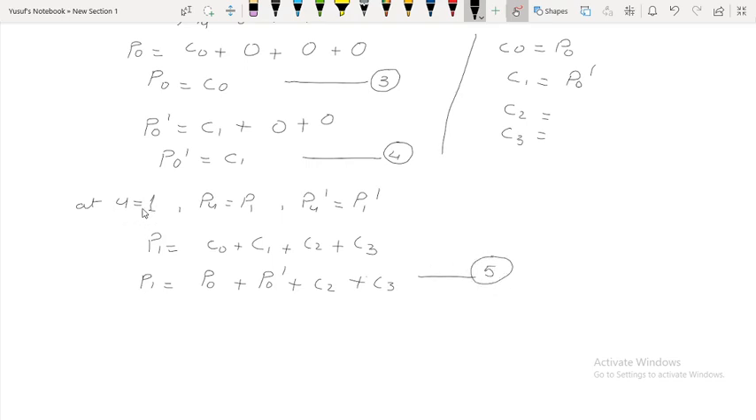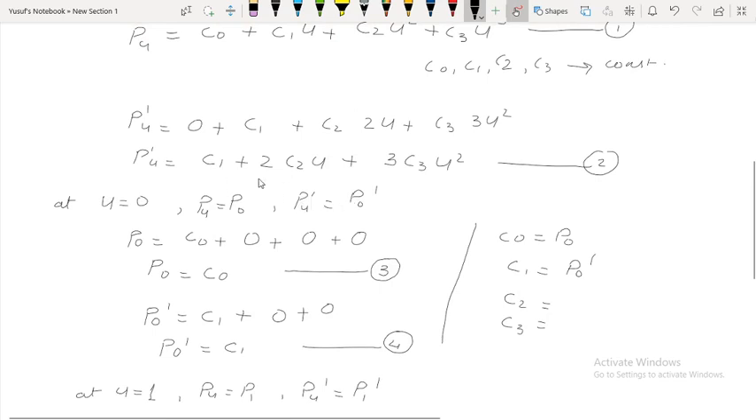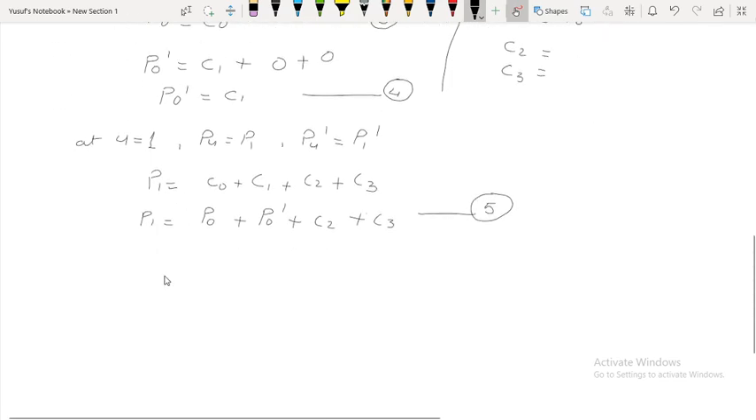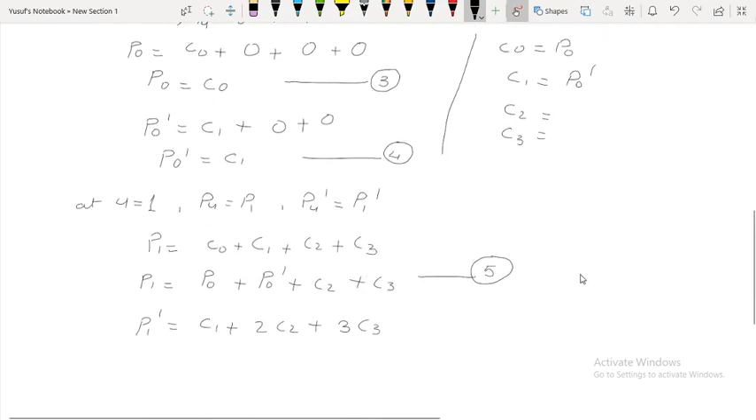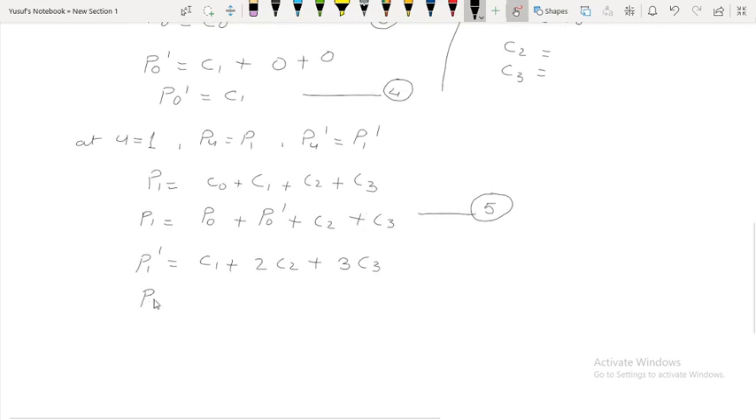And the same boundary condition I have to put in equation number 2. In the second equation we have to put the same boundary condition, the value of u is equal to 1. Then here you will get p1 dash, which will be equal to c1 plus 2c2 plus 3c3. The value of c1 is p0 dash. So instead of c1, I can write p0 dash plus 2c2 plus 3c3. And this is equation number 6.